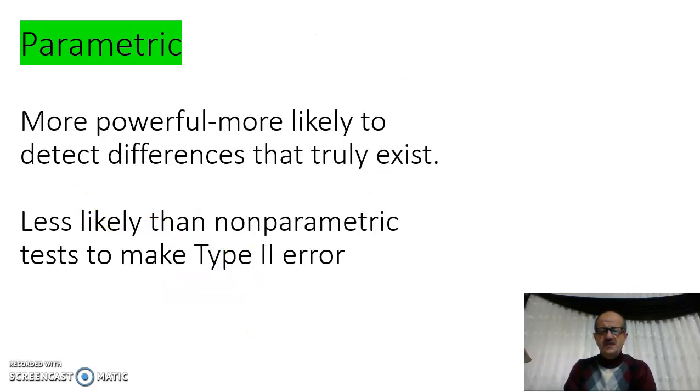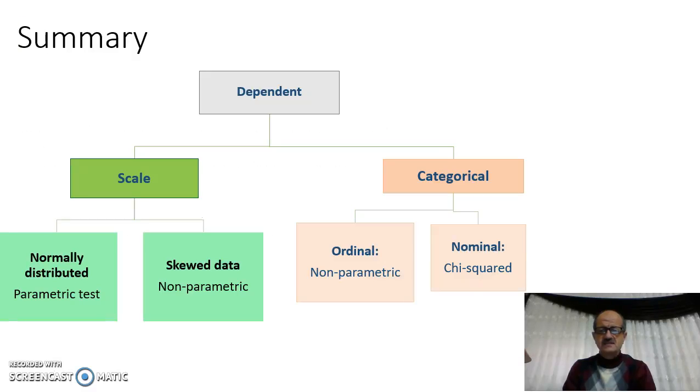However, the parametric tests are more powerful, which means that they are more likely to detect differences that truly exist. Also, they are less likely than non-parametric tests to make a type 2 error. Therefore, they are more powerful than non-parametric tests.